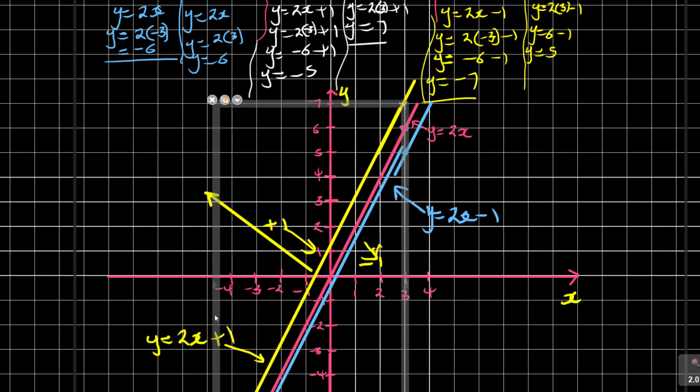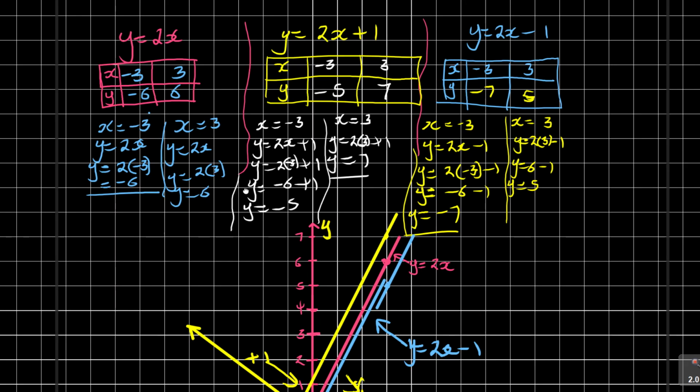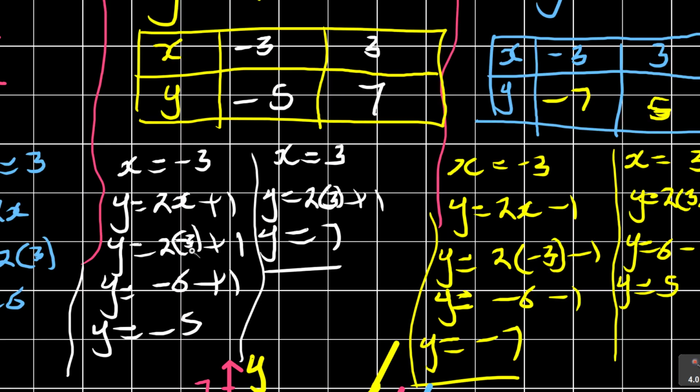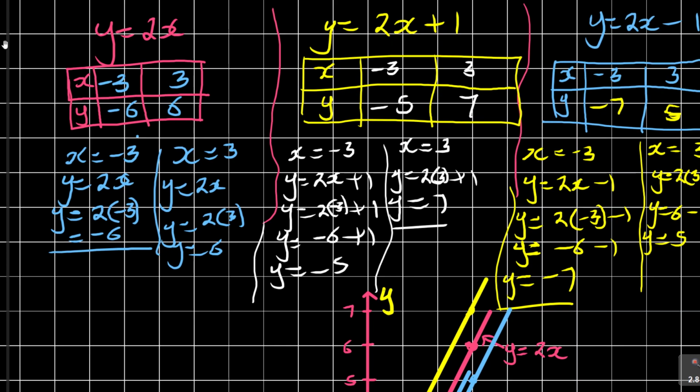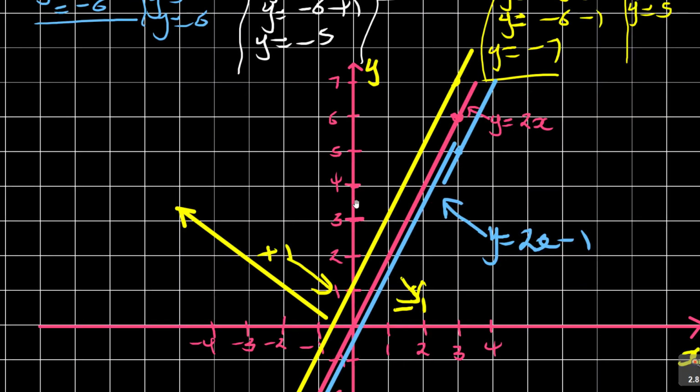But there is also something important. As much as we were changing here to say plus 1, but look at the 2. The 2 never changed. We call 2 the gradient. That's why they are parallel. So these lines are parallel, and remember, that's a statement you must remember: parallel lines equal same slope.